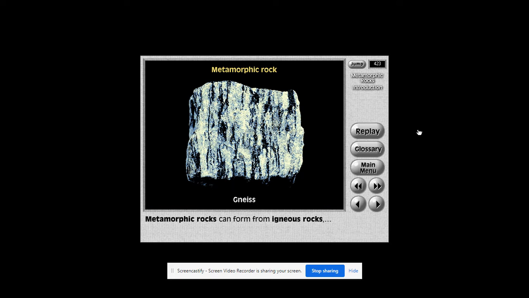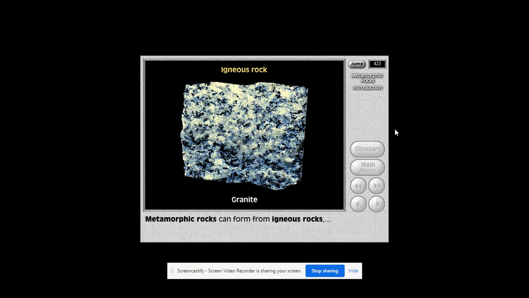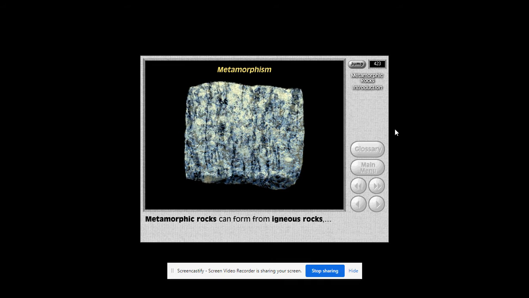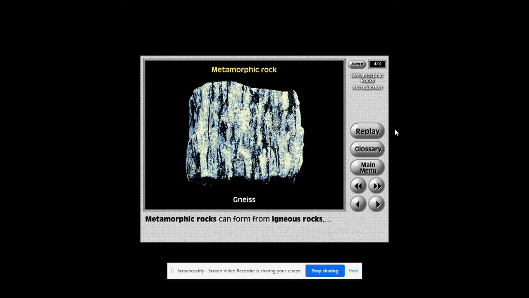So, for example, here is a metamorphic rock called gneiss, and you can see that all of the minerals here are aligned, kind of like in parallel lines. This is what it would have looked like as a granite. I mean, it's more like a diorite. It's all black and white. But the heat and pressure will cause the minerals to realign. It'll be compressed along the sides, and all the minerals will realign to conform with the stress.